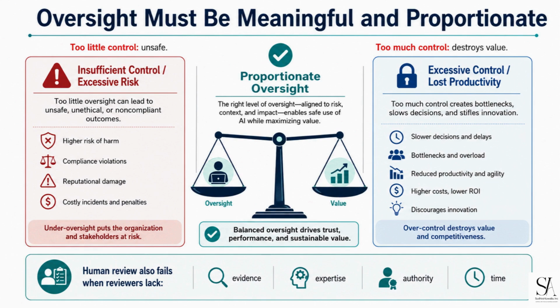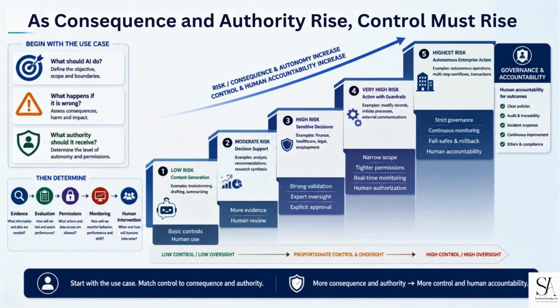As consequence and authority increase, evidence, controls, monitoring, and accountable human judgment should increase with them. This principle takes us directly into governance.